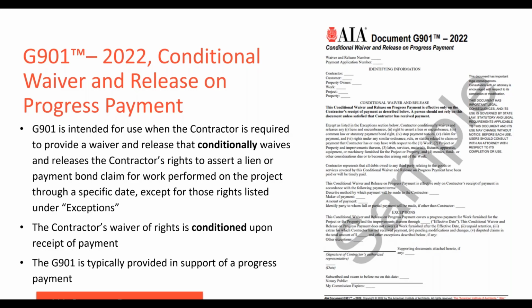And on this form, a contractor's waiver of rights is conditioned upon the receipt of payment as it's specifically described in the form. So you can see on the screen here, there are prompts for the user to complete a description of the payment method, the maker and amount of the payment, and the party to whom full or partial payment is being made if it's other than the contractor.